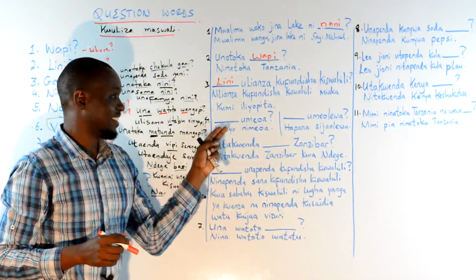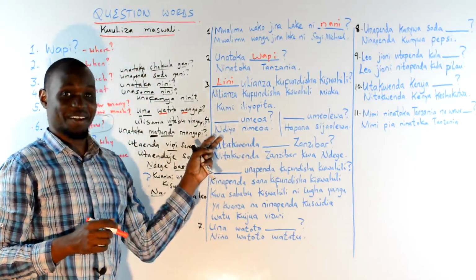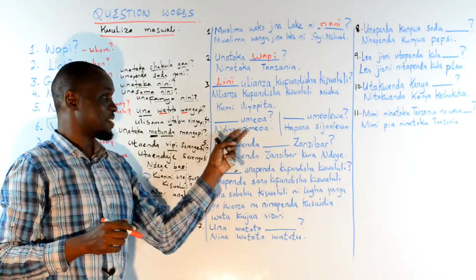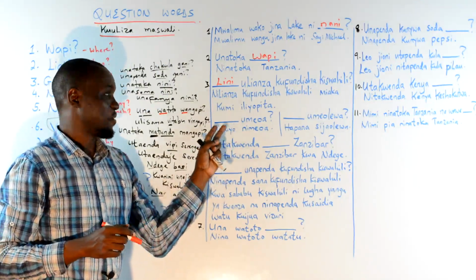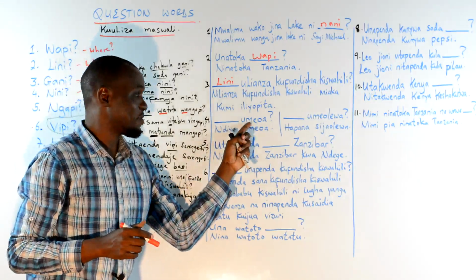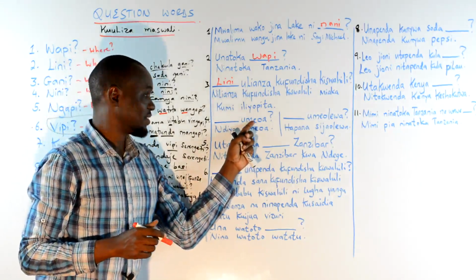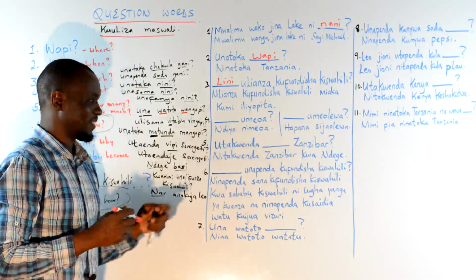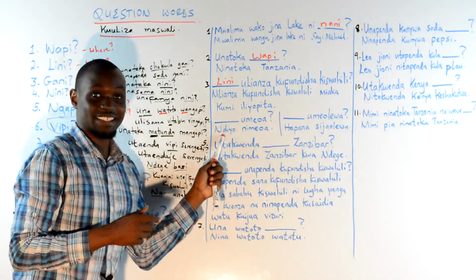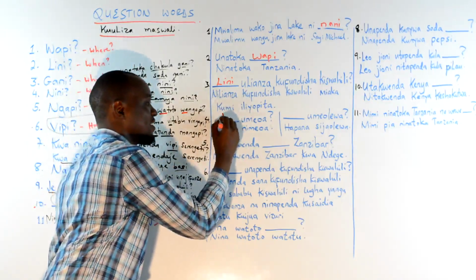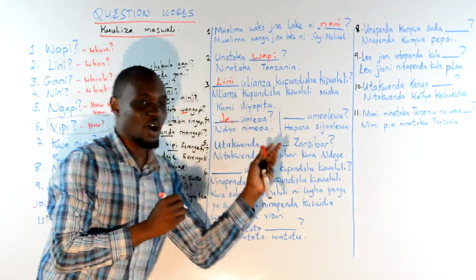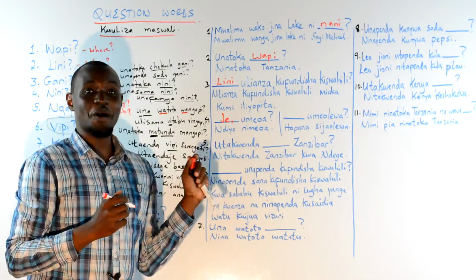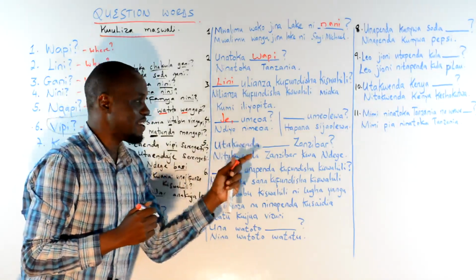Umeoa? The answer is ndio, nimeoa. Umeoa means, are you married? So are you married? What should we put here? Guess. Yes, it's yes or no. So it will be Je. Umeoa? Ndio, nimeoa. Yes, I am married.